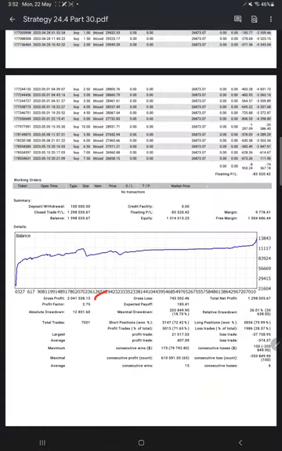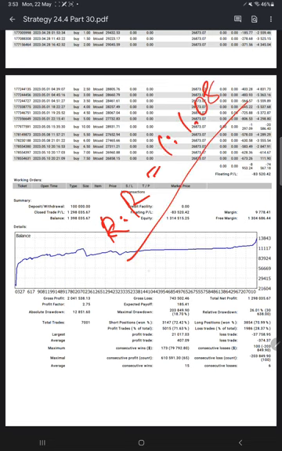Here you see the gross profit, net profit, total number of trades 7001, and all the technical details you will find in this section. If we calculate the risk reward for this account, it comes to 1:1.08. Here is the risk reward, 1:1.08.